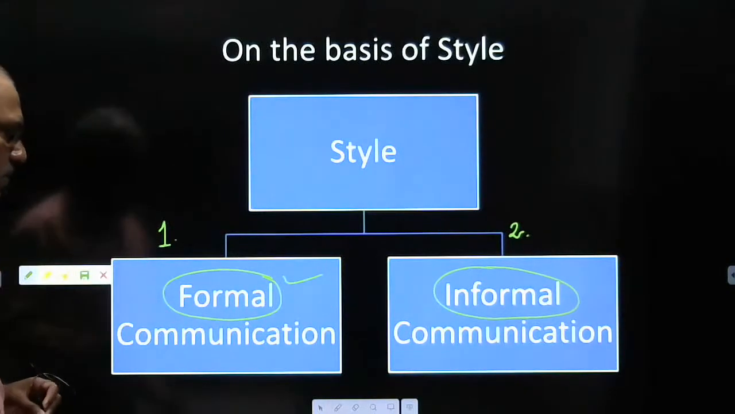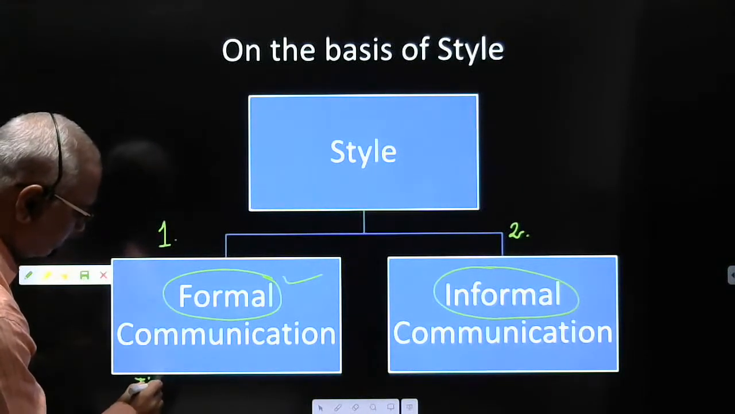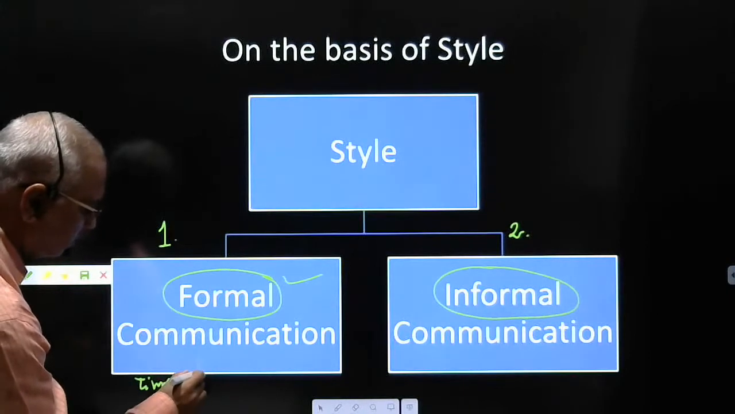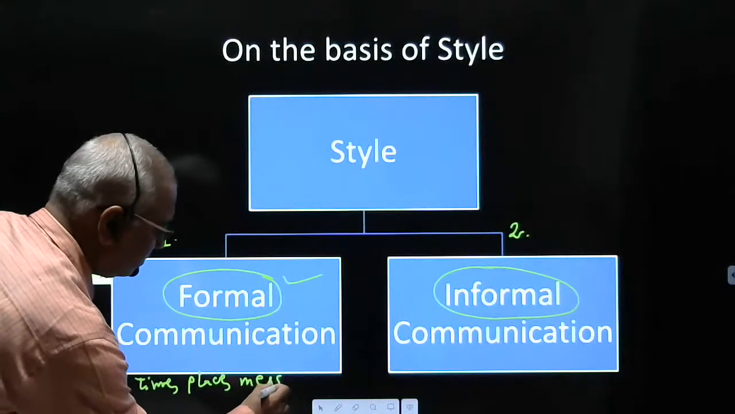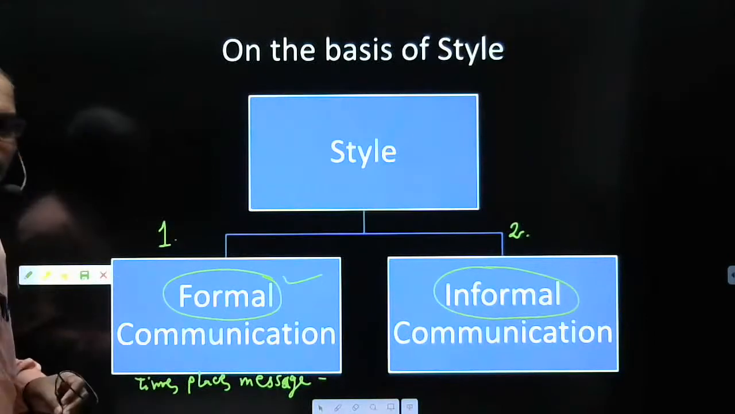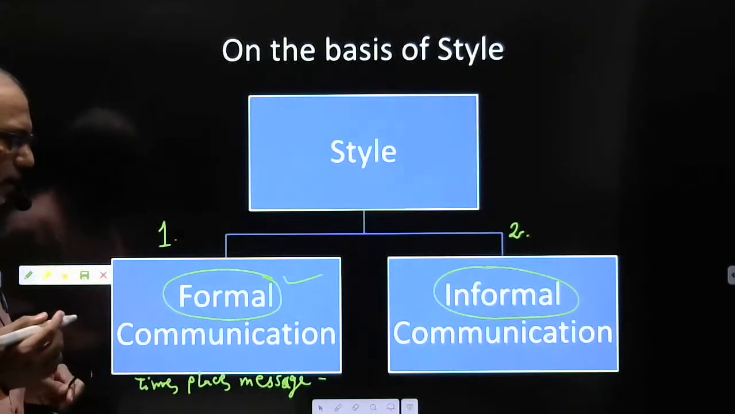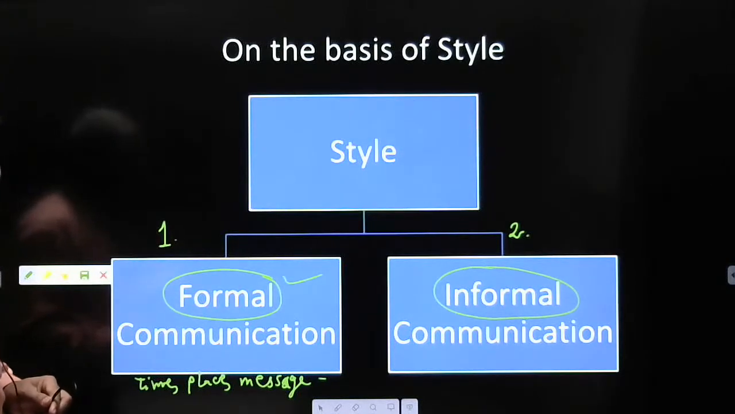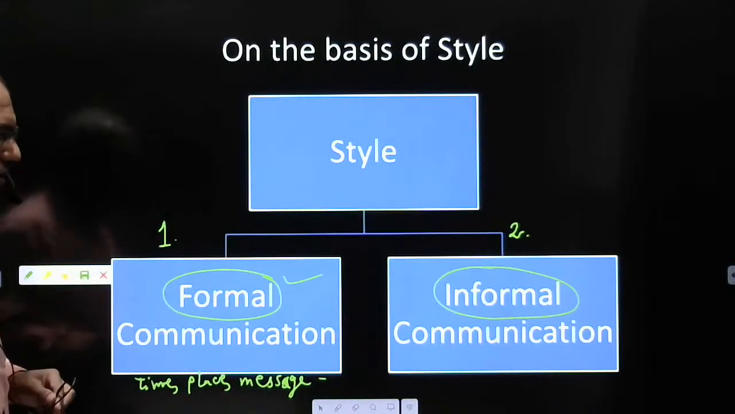Why formal communication? Because time, place, message, all these things are fixed. Who is going to deliver the lecture, and to whom this lecture is meant for, all these things are pre-planned, and mostly the use of language is very formal also. So this lecture is an example of formal communication.